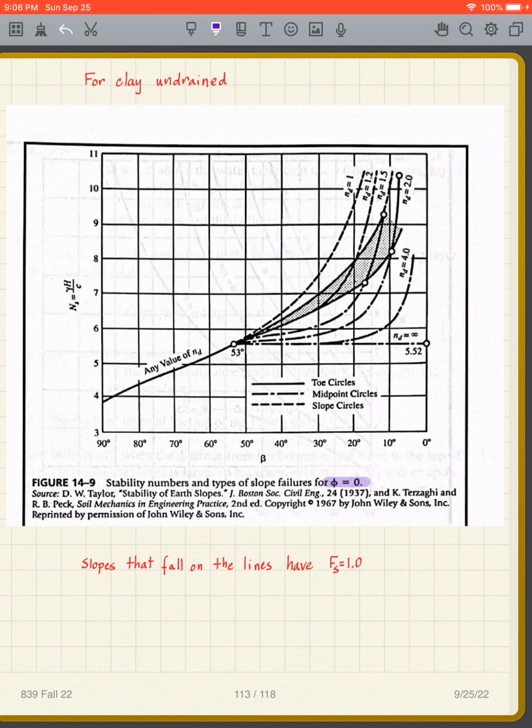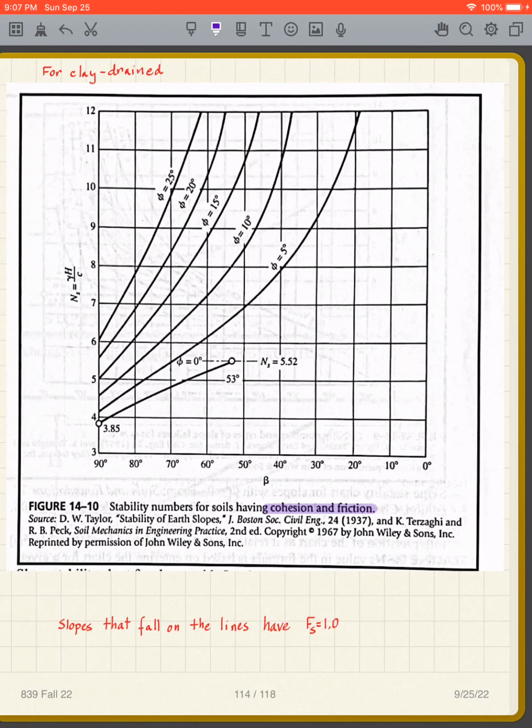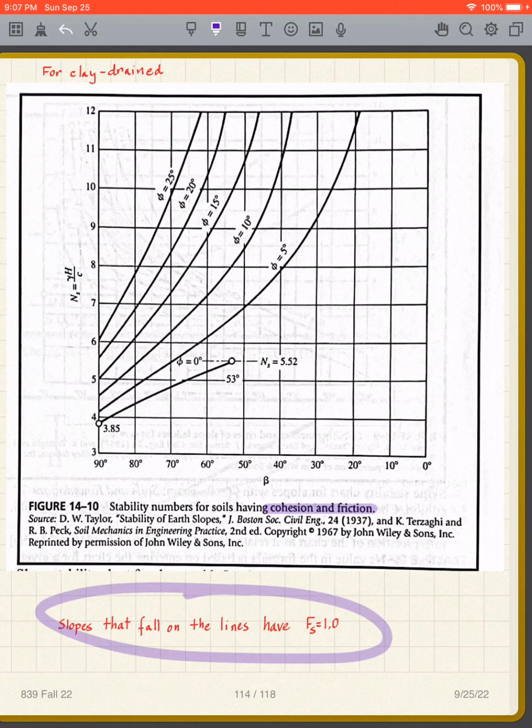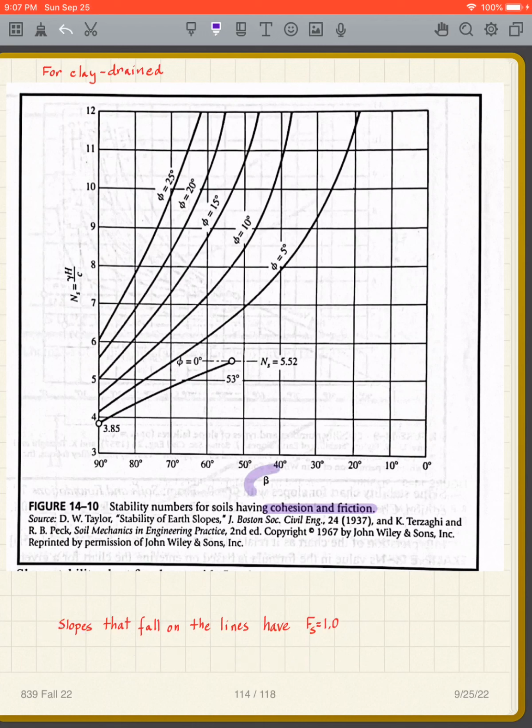So that's how we're going to use this chart. And then there's another chart here. This is for clay drained. So this is important, and again, slopes that fall on the lines have factor of safety 1. And again, I have beta here, and I've got my NS here, and in this particular case, I have just the phi primes over here. All my phi primes. So again, this is cohesion and friction, another way to say clay drained, because I have a C prime and a phi prime.